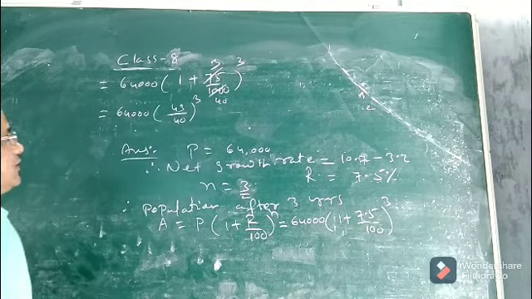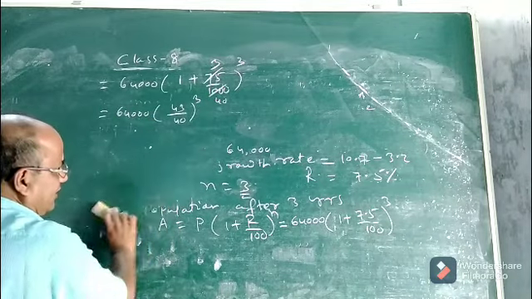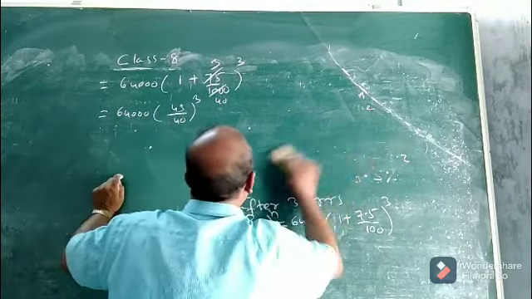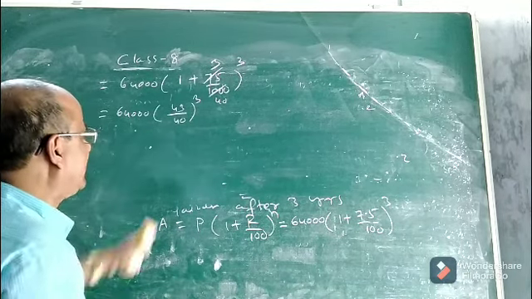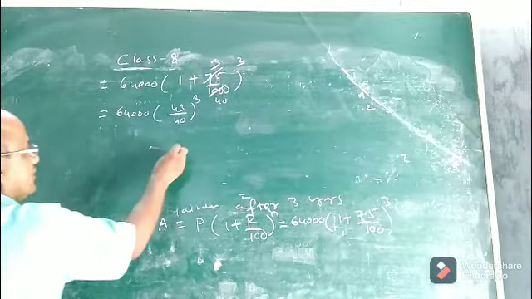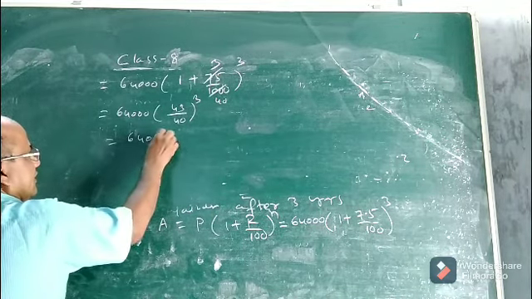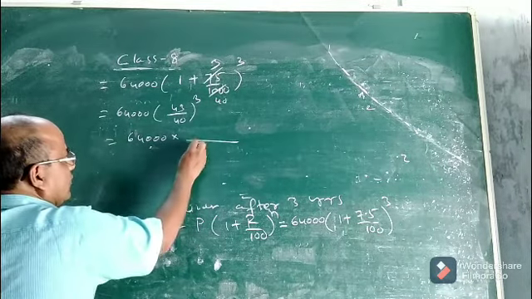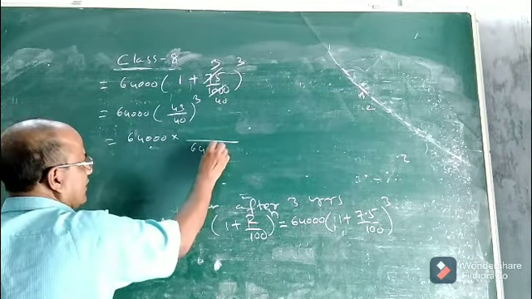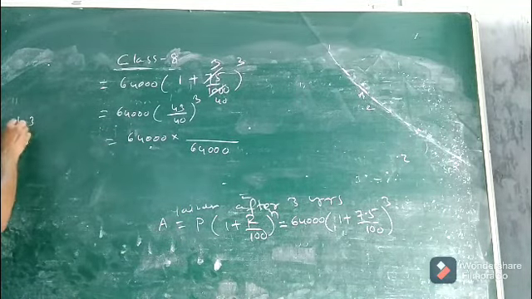You see, by adding, 1 plus 3 by 40 will be equal to 43 by 40. Now you have to find the cube of 43 and the cube of 40. So this will be equal to 64,000 into, what is the cube of 40? Cube of 40 will be 4 cubed is 64, so it is 64,000. And you have to find the cube of 43. Now find out the cube of 43 by multiplying 3 times.